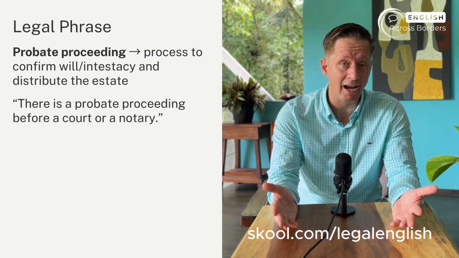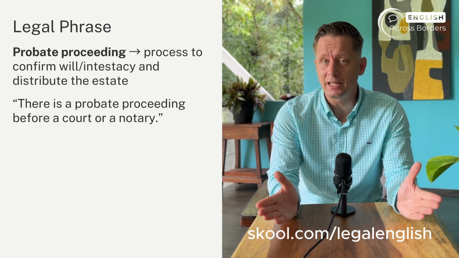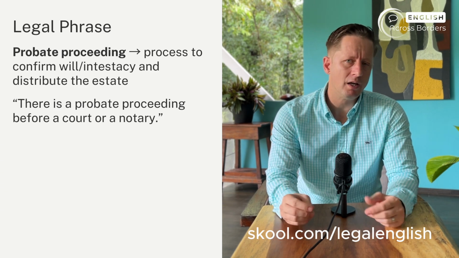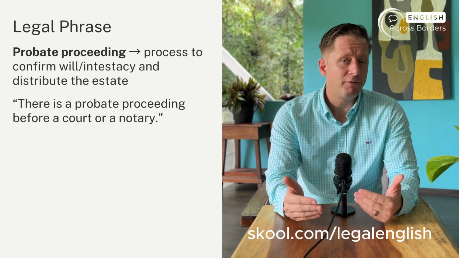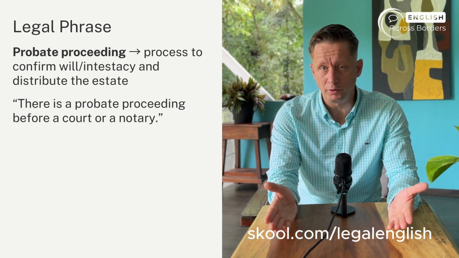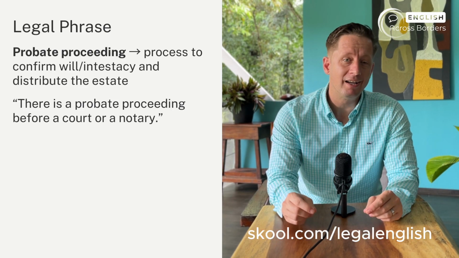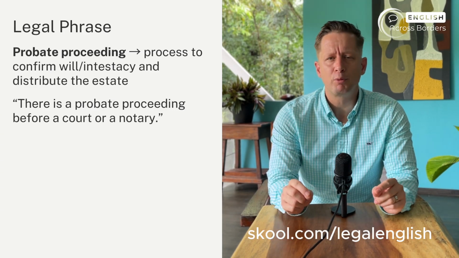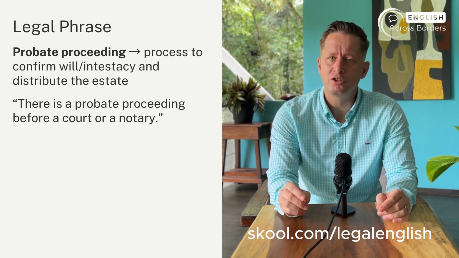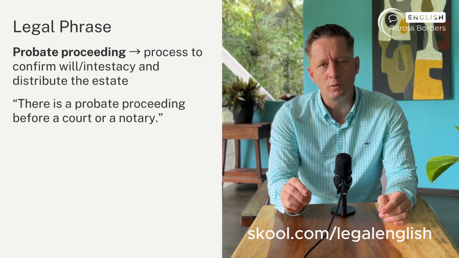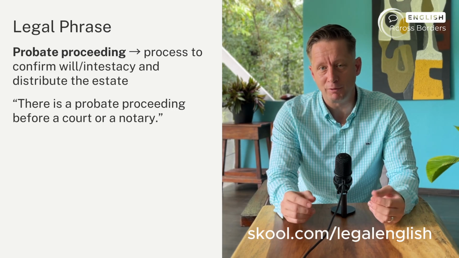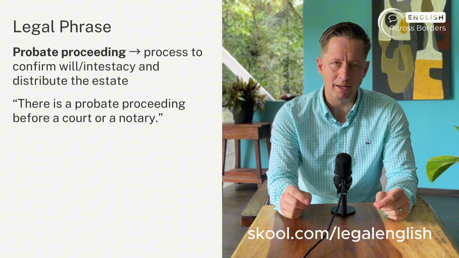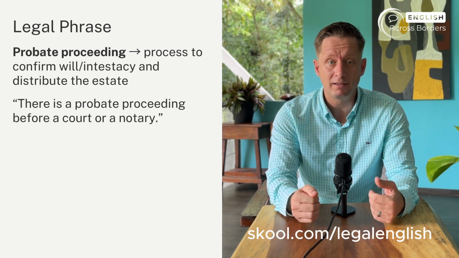An example: a client could ask, "How will my children get my property here after I die?" You explain there will be a probate proceeding. If your will is valid, the court or notary will follow it. If you die intestate, the law will decide the heirs. Either way, the probate proceeding is required to transfer ownership legally. So when you say there is a probate proceeding before a court or a notary, you are describing the official step that makes inheritance legal and enforceable.